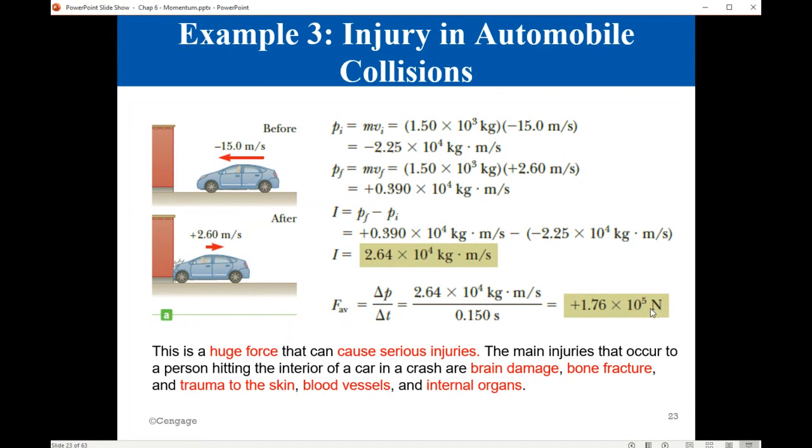This is a huge force that can cause injury and damage. If there was no seat belt, and no airbags to protect the passenger or the driver, then you are talking about that kind of force, which can create all kinds of injuries, including brain damage, bone fracture, trauma to the skin, blood vessels, and the internal organs.